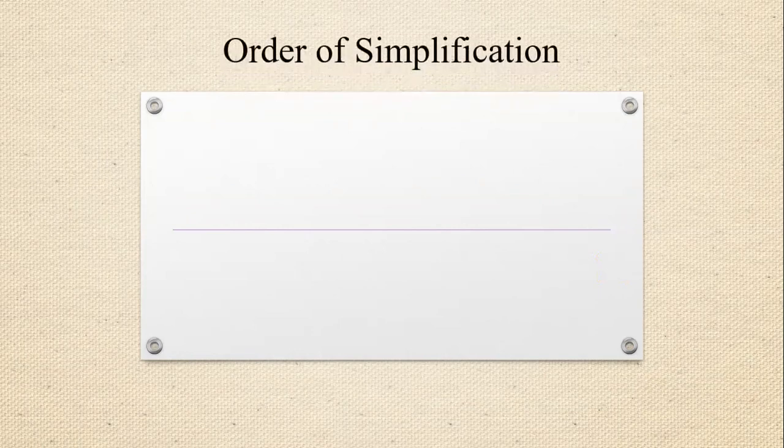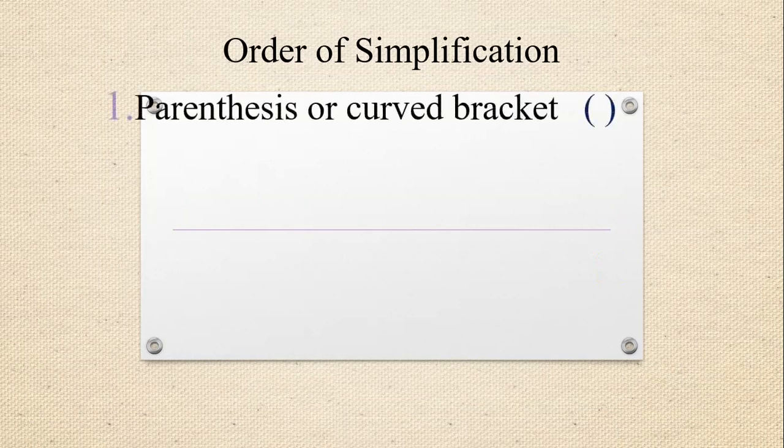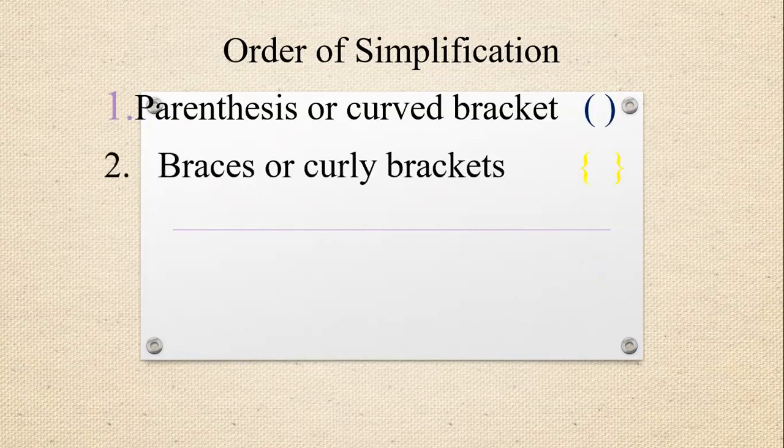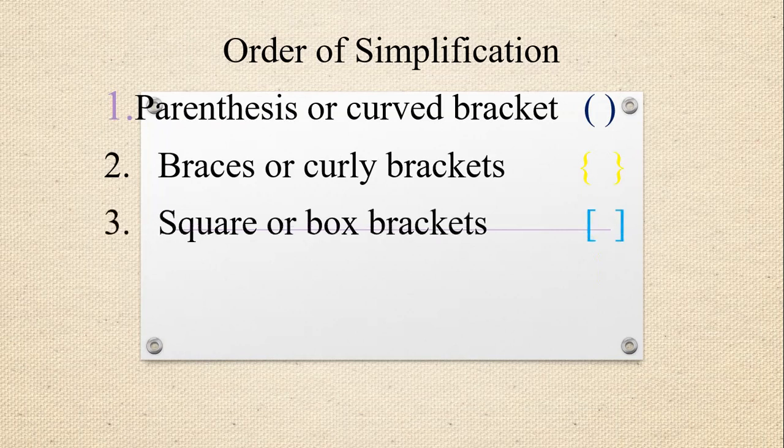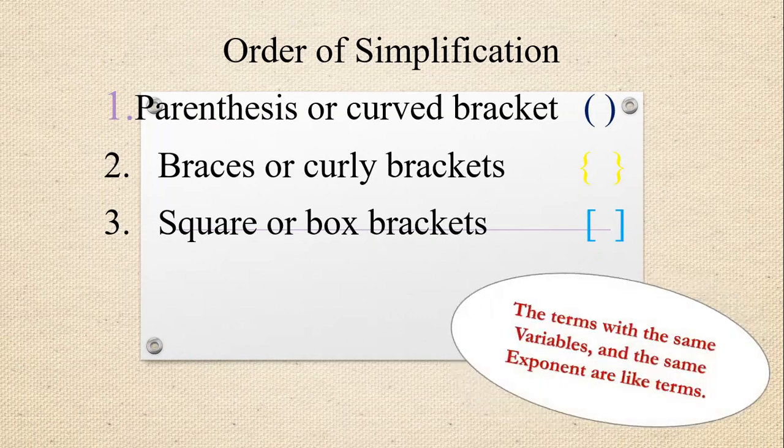When simplifying an expression with brackets, we have an order of simplification. First, we simplify parenthesis or curved brackets. Secondly, curly brackets. And lastly, we solve square brackets or box brackets. Once we remove the brackets, the expression is simplified by adding or subtracting like terms. Let's understand this by simplifying this expression.